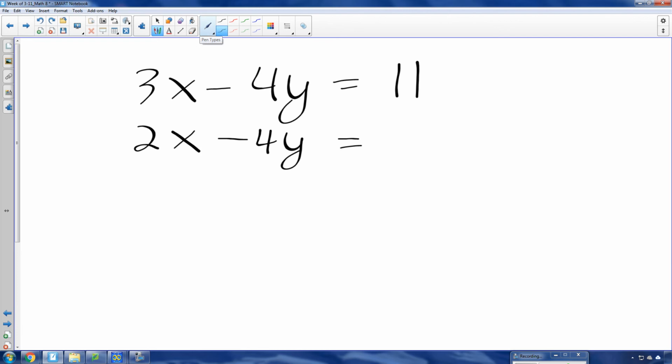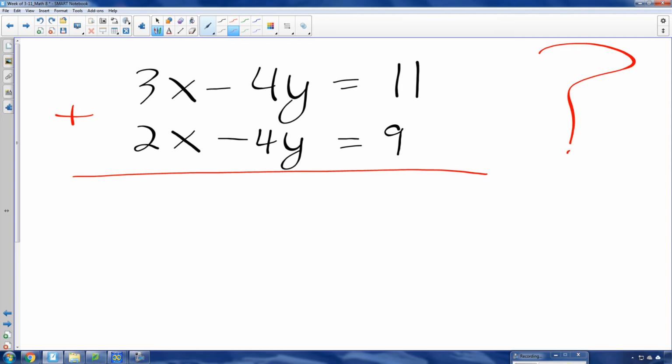So here's the deal. We don't know what to do because what happens if we do our normal thing? We just go like this and we add them. Does that work? No. What's the issue? What's not going to cancel out that we want to cancel out, Rachel? The y's. We wish that we could cancel them out. So we got some work to do, unfortunately.